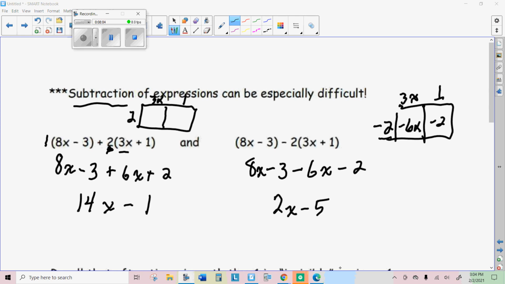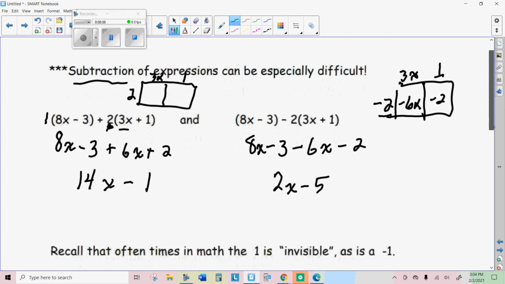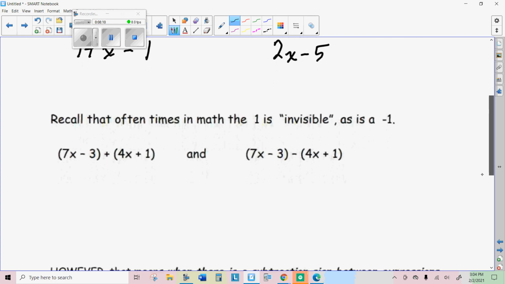As you can see from that example, that subtraction makes a big difference. All right, and when you have a subtraction in front of parentheses, you're going to think about the invisible 1 there when you simplify that. So think of multiplying right here, negative 1 times 4x plus 1.